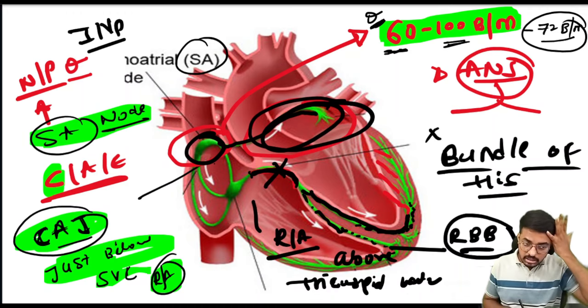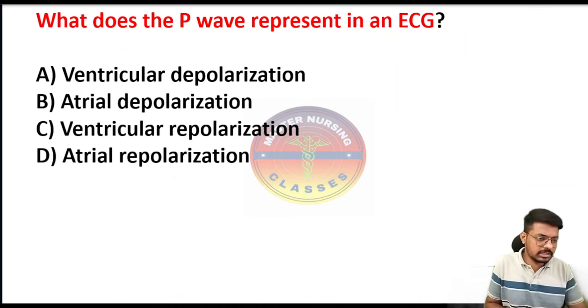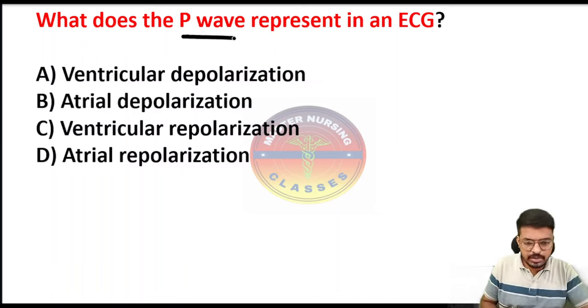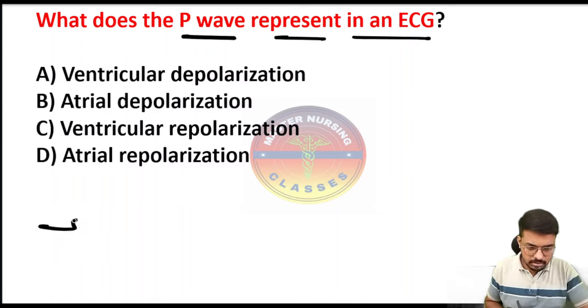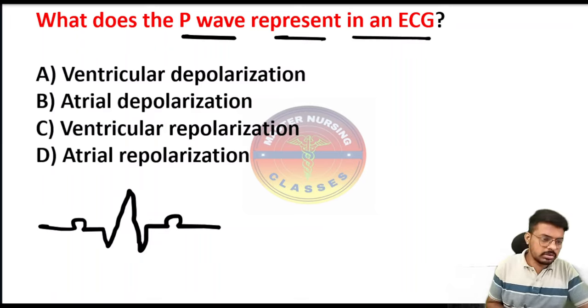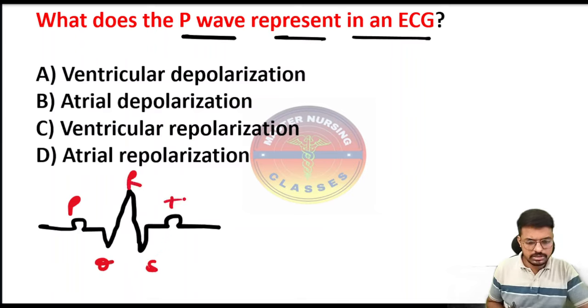Try to solve the next question. I'm waiting for your answer here. Here our real ECG starts. What does the P wave represent in an ECG? This is the ECG graph. Look at the image. Here this one is the P wave, Q, R, S, and T. So the question is what the P wave represents here.